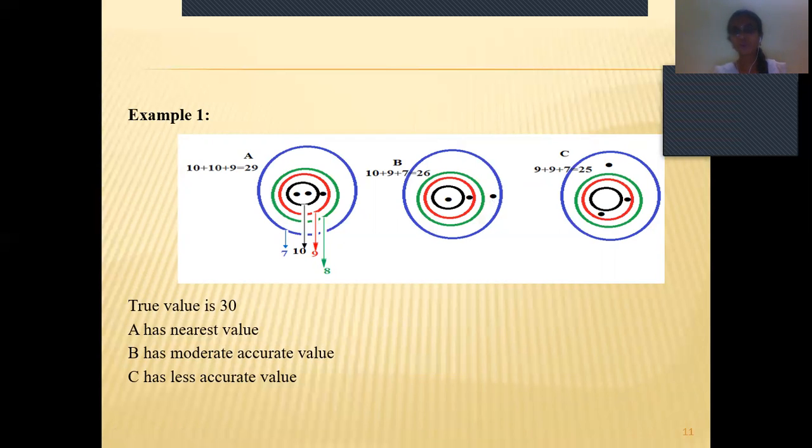So the true value, what we should get, means 30 points. Person A has got 29 points, so he is nearer to the true value. So it is the more accurate value, and this is the moderate. If we compare person A, person B has somewhat of a difference, not nearer to the true value. So it is moderately accurate, and person C is the least accurate.